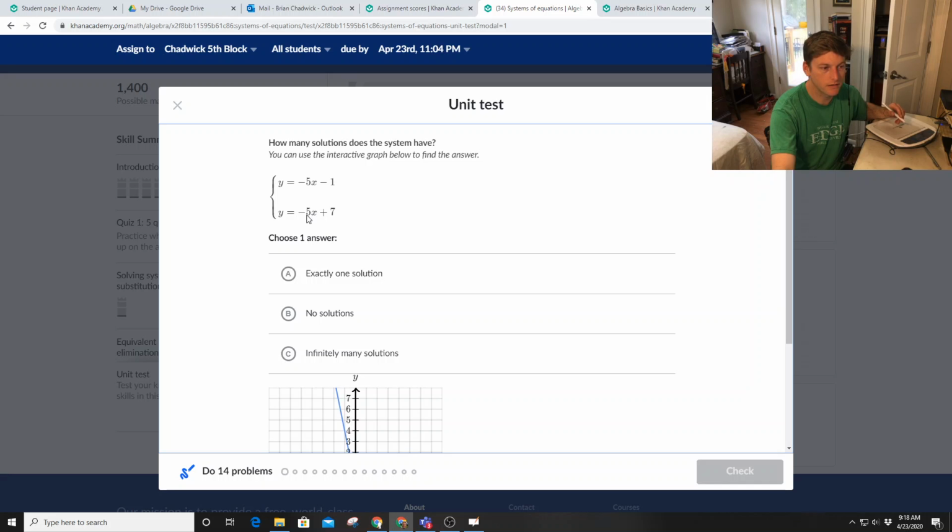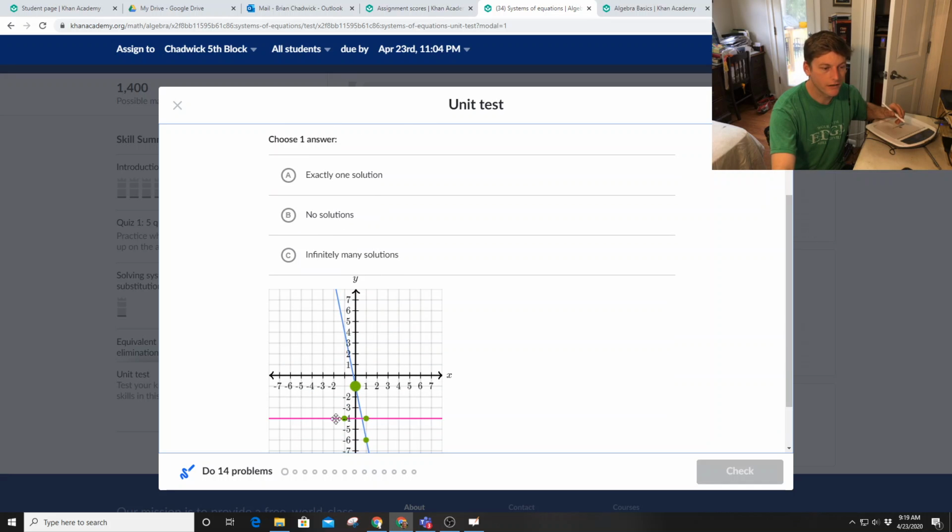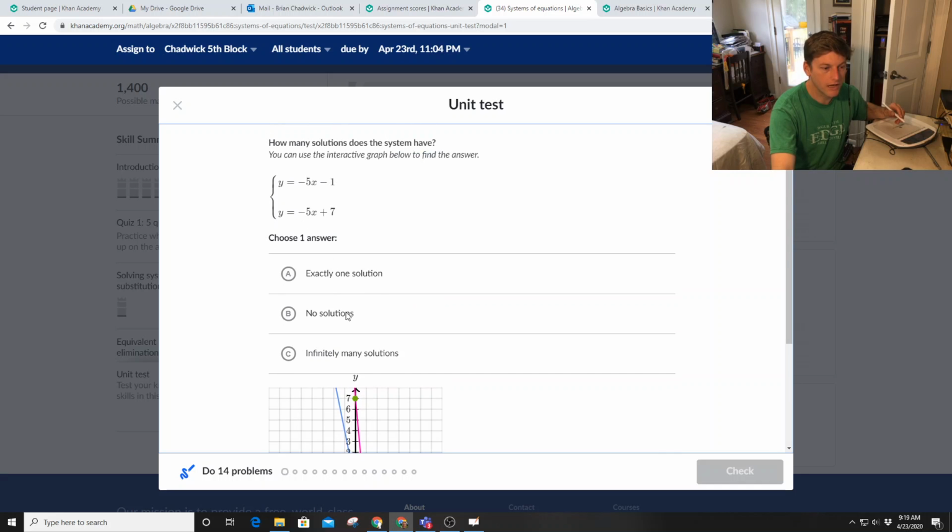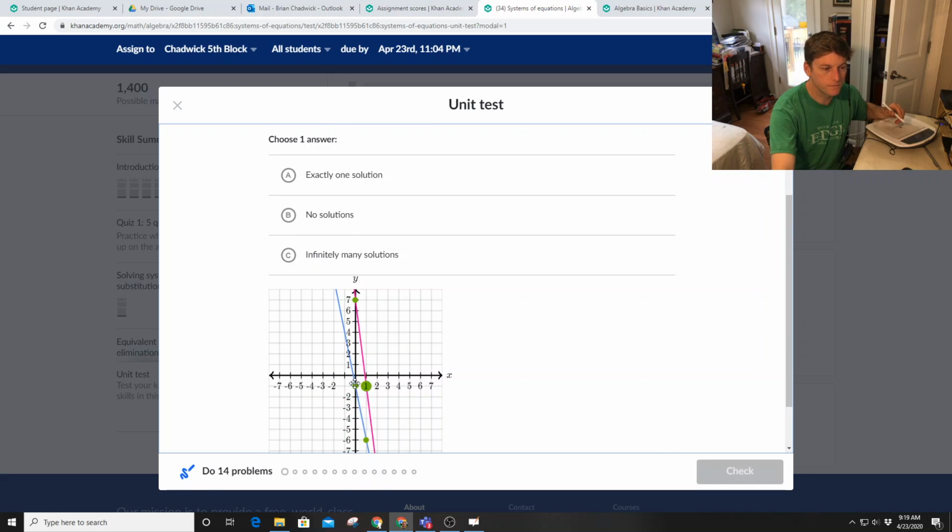And the next one is negative 5x plus 7. So our y-intercept is going to be on 7. There we go. And we got the same slope. Well, some of y'all already kind of figured this out. 1, 2, 3, 4, 5.